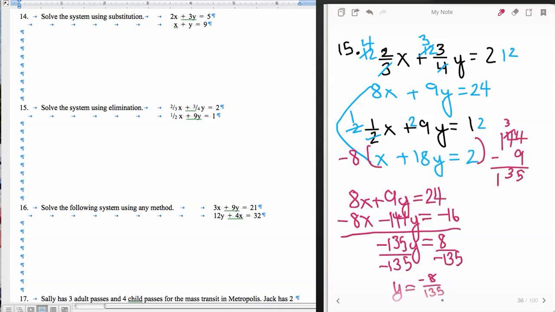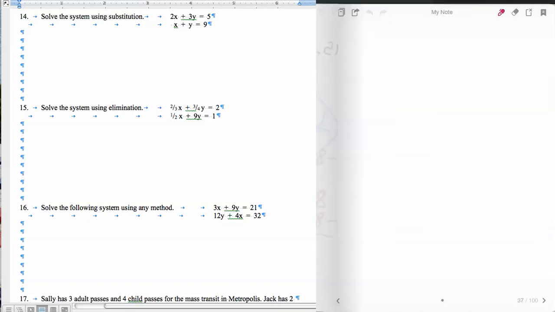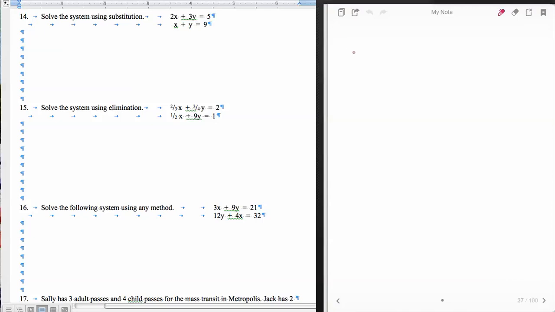Now the only problem with that is that I've got a fraction to deal with, and so I'm going to have to plug this back into an original, and I think I'm going to go ahead and plug it into the second equation still rather than the first one. So we have 1/2 times x plus 9 times negative 8/135ths is equal to 1.